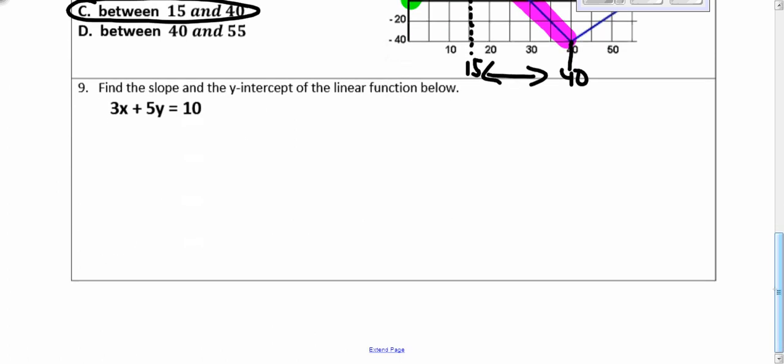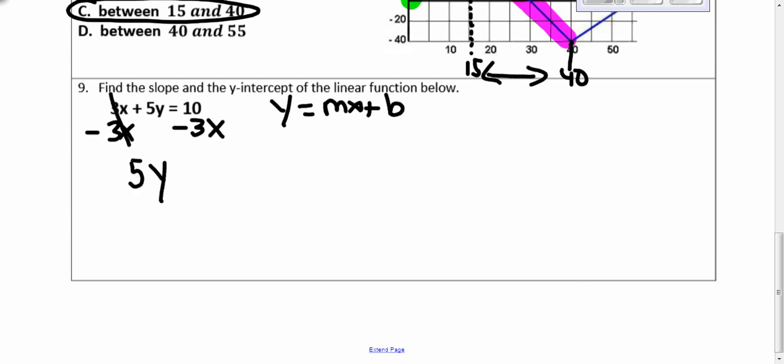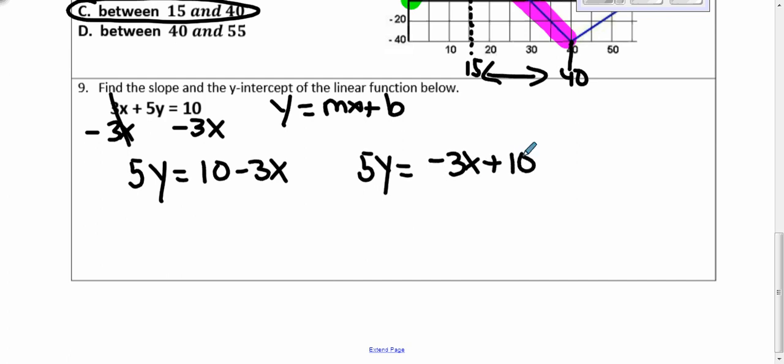Number 9, find the slope and y-intercept of the linear function below. The first thing I'm going to do is put y equals mx plus b, and I'm going to solve for y. You subtract 3x on both sides, you're trying to solve for y. So this 5y comes down, equals, I'm going to put 10 minus 3x. You could also put it as 5y equals negative 3x plus 10. It's the same thing, it's just switching the negative 3x with the 10. All right, if you don't like to do that, don't do it though.